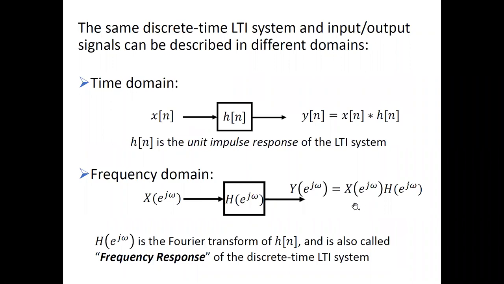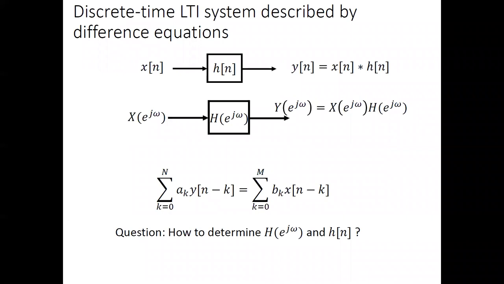This capital H of e to the j omega is the Fourier transform of small h of n. Same as in the continuous time case, it is called the frequency response of the discrete time LTI system. Now let's look at an example of how to apply this tool to a given LTI system. We look at a particular kind of LTI system whose input output relation can be described by this difference equation.